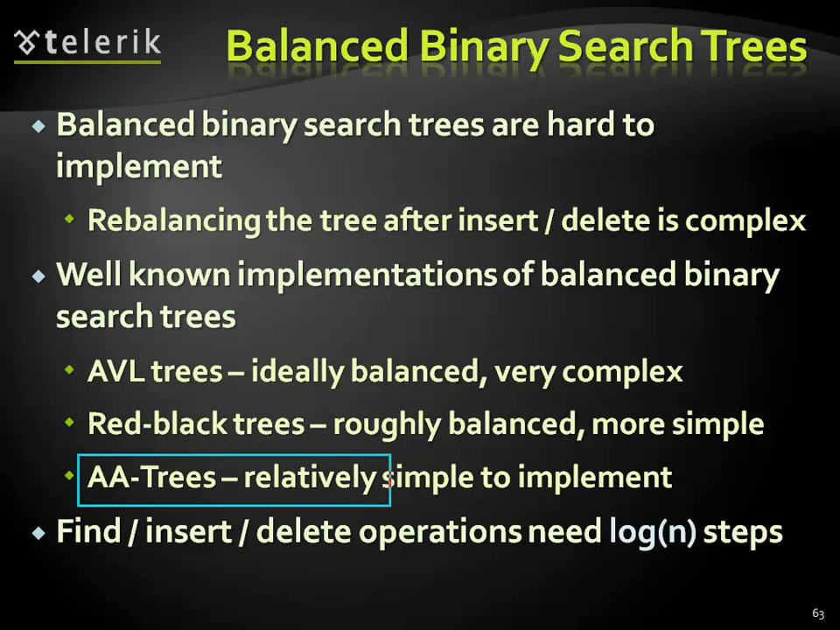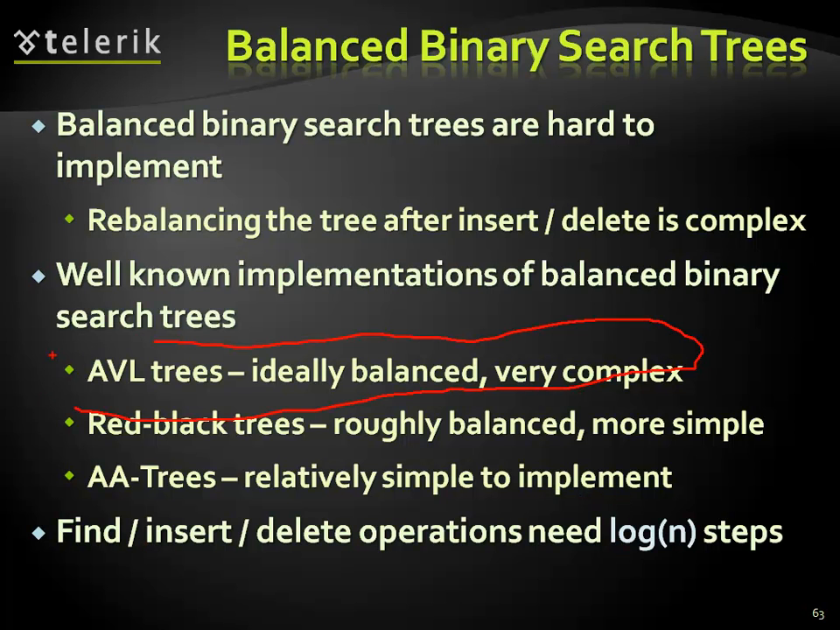Okay, AA trees. They say that they're relatively simple to implement. They are probably pretty roughly balanced, probably not even well balanced at all. They're some type of tree. You could check them out. If you have to implement a tree, you could try to implement an AA tree, but you have to check it out. So find, insert, delete: logarithm of n, and for AVL trees 2 times logarithm of n, at least that's the information we got here.